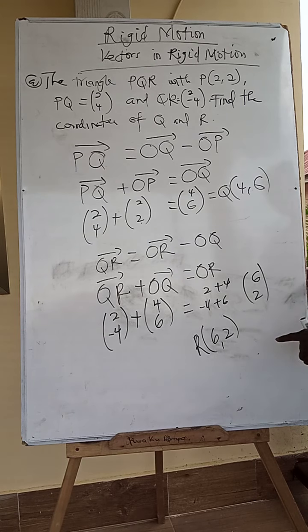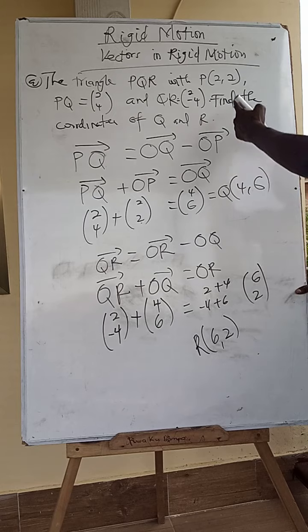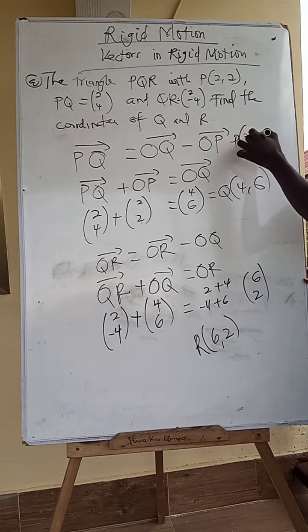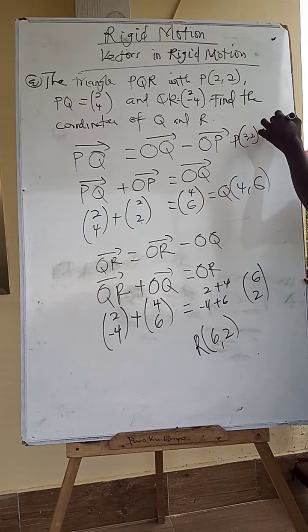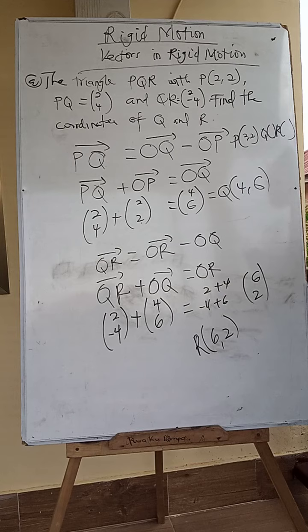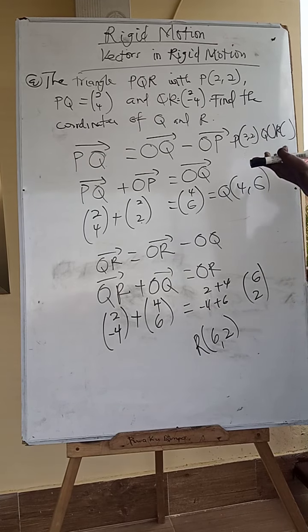So once you know your Q and your R, you already have P. So you just have to write your P, you write the coordinate 2, 2, you write your Q, you write the coordinate, and you write your R. Then the rest become the same. So you just have to choose this point.